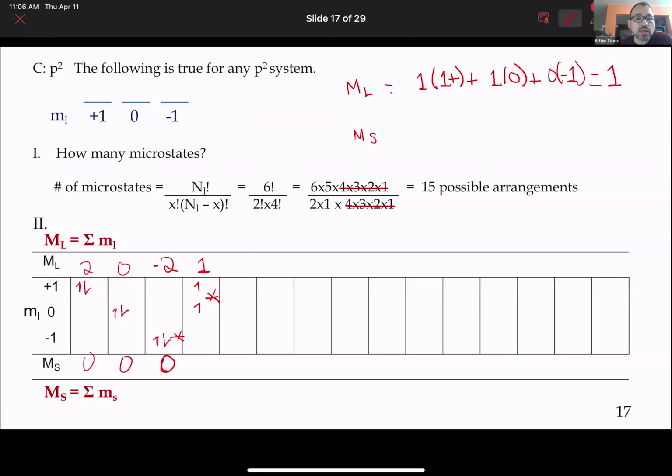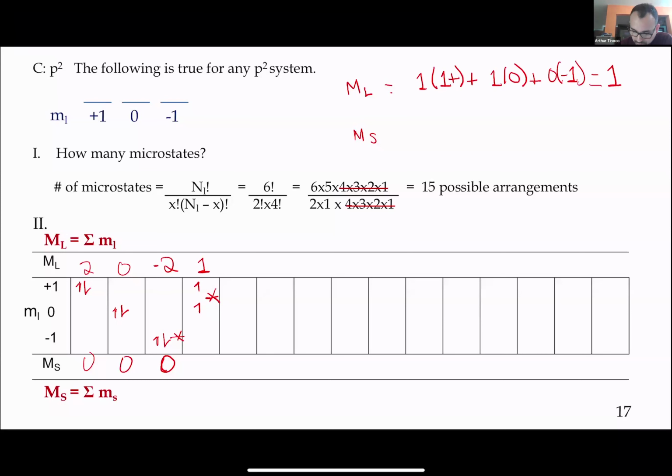And then our m sub S. Well, you have plus 1 and 0, and both of them are spin up, so that's going to be a total of 1. We put a 1 right there, because they are spin up. So you basically go through all of the different microstates and define the m sub L and the m sub S using the summation of the m sub L's and the summation of the m sub S's. That's how you go about doing it for all 15 possible arrangements.